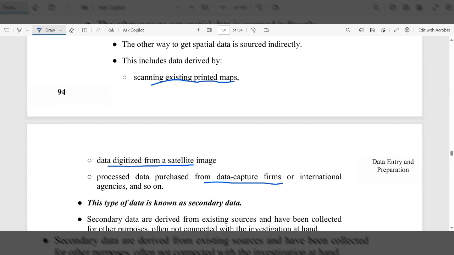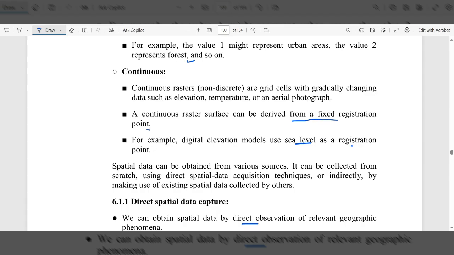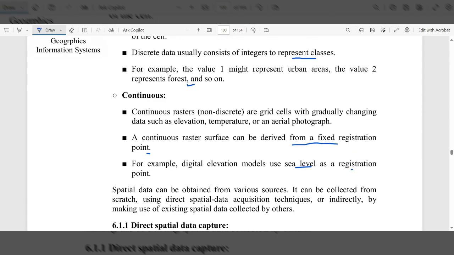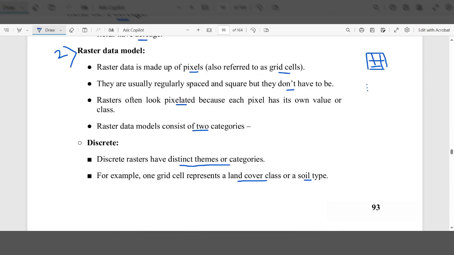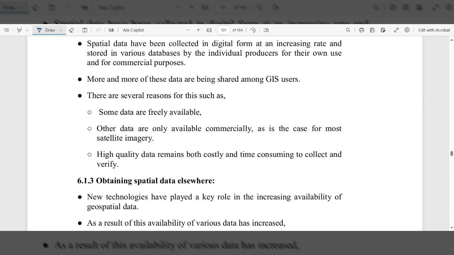So these are the techniques for direct spatial data capture. So this is a data capturing technique. This will come under raster data models.